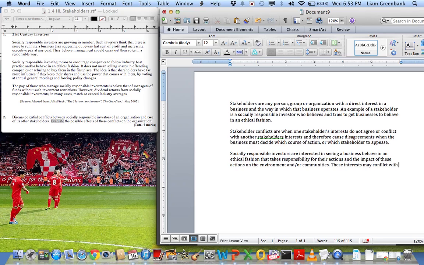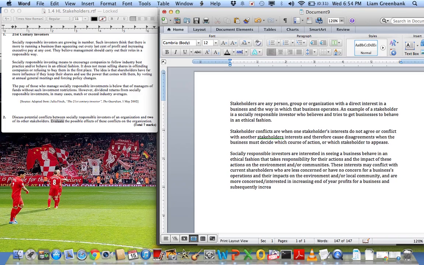As we said, there's many different stakeholders. So let's just say with current shareholders who are less concerned or have no concern for a business's operations and their impacts on the environment and or local community, and are more concerned or interested in increasing end-of-year profits for a business and subsequently increasing their dividend shares of these profits. Okay, so we can obviously see the difference in interest here.